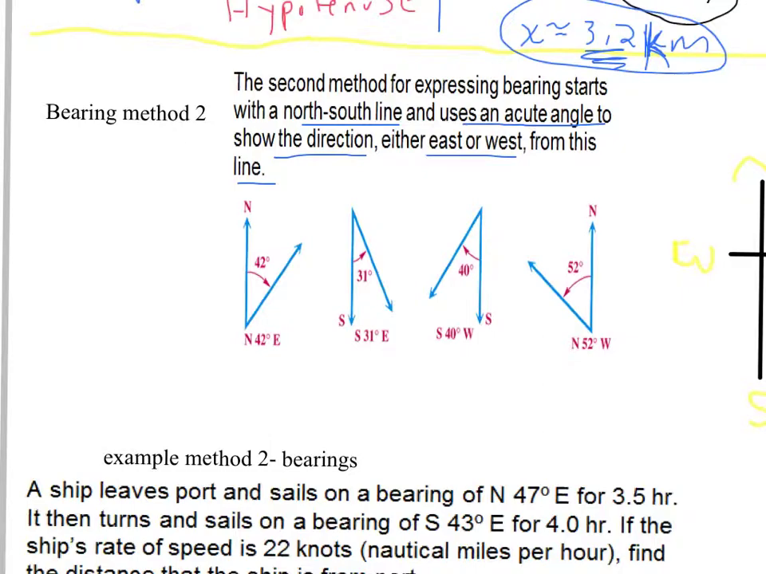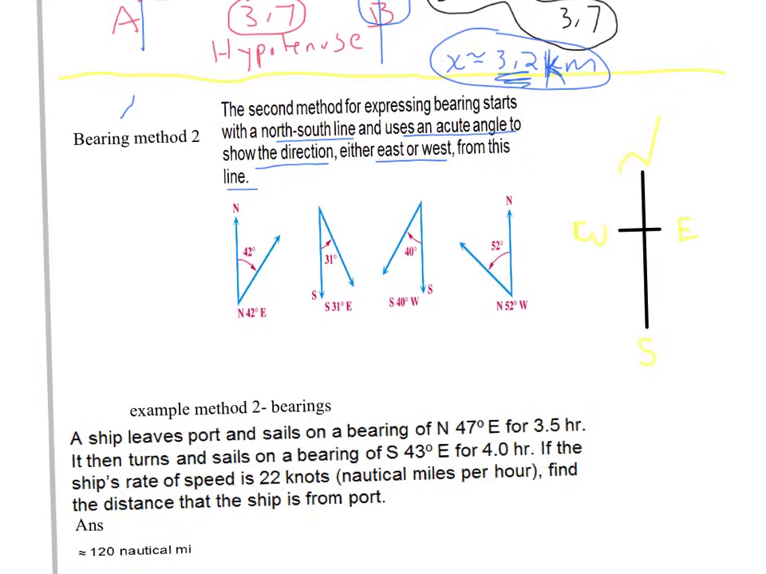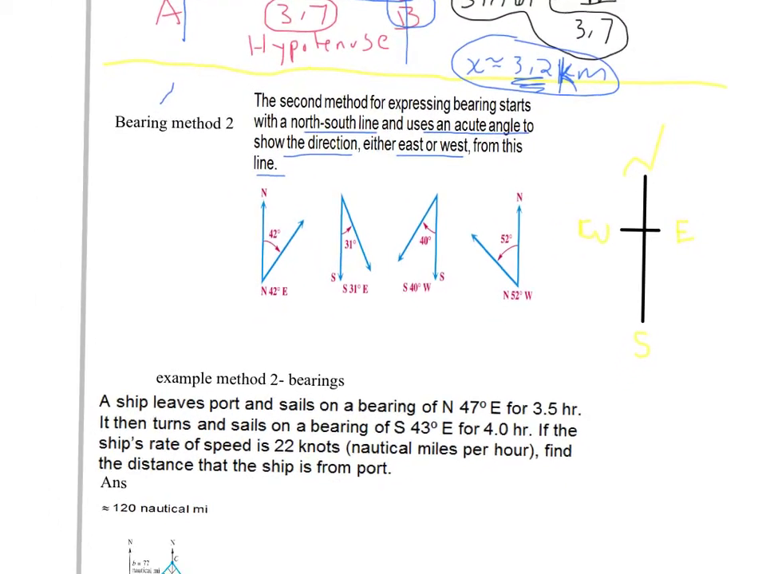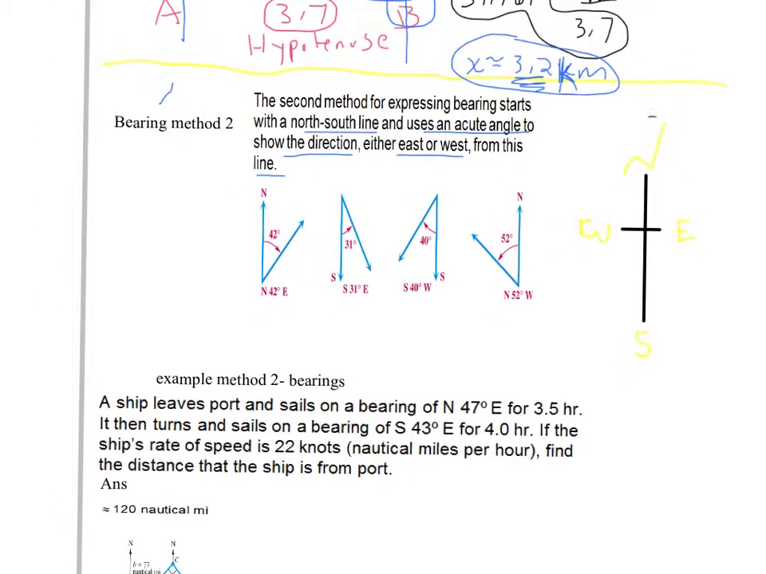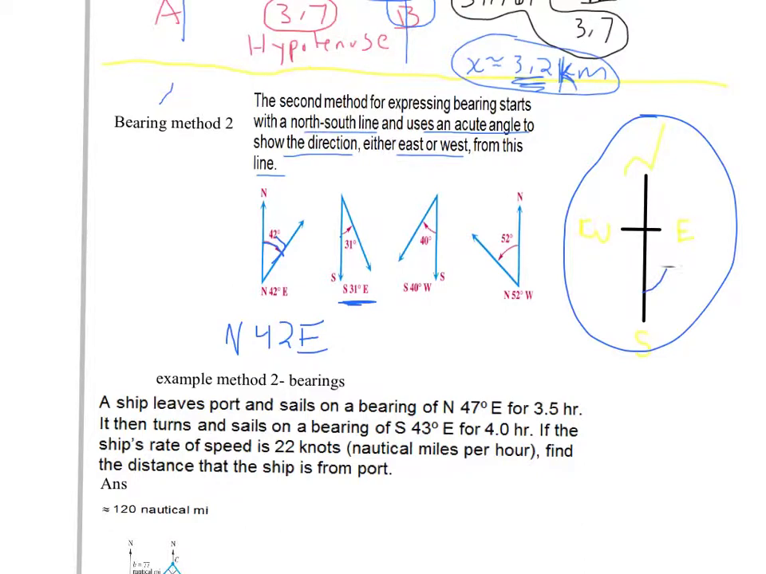Let me scoot this down here. So you can see over here I drew, again, north, south, east, west. But notice when you say north 42 east, you have your north-south line, and then you're moving 42 in the east direction. And notice this next one is south 31 east, so you've got your north-south line, and you're going 31 in the east direction.